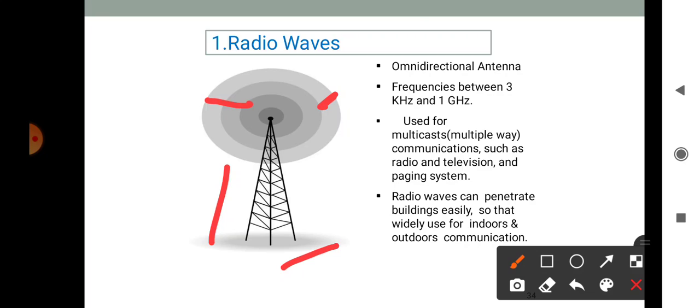These radio waves, particularly those of low and medium frequency, can penetrate walls. For example, AM radio can receive signals inside a building, but we cannot isolate a communication to just inside or outside a building. So radio waves can penetrate buildings easily, so they are widely used for indoor and outdoor communication. This is also communication like radio, television, and paging system. They have characteristics like being less sensitive to attenuation from rainfall. The maximum distance between transmitter and receiver is given by the same equation as for microwave, and the same for the attenuation.